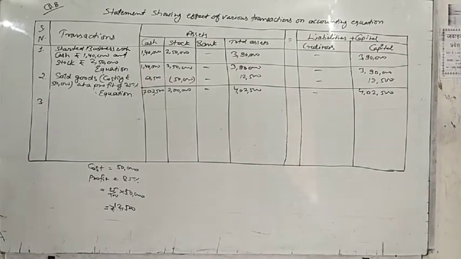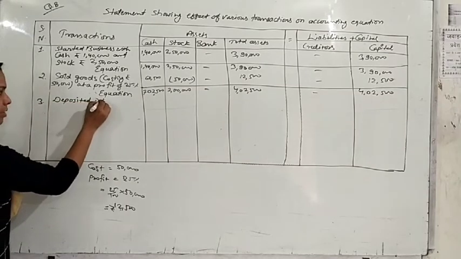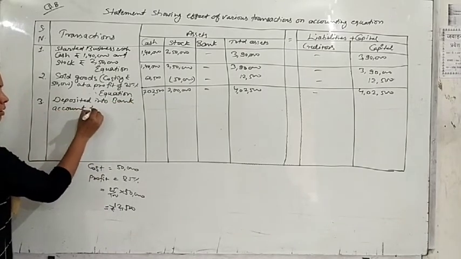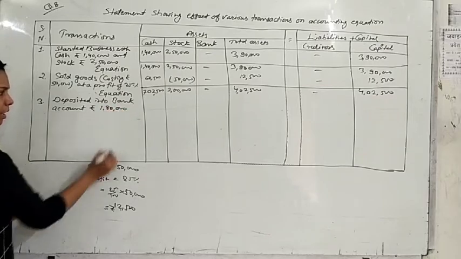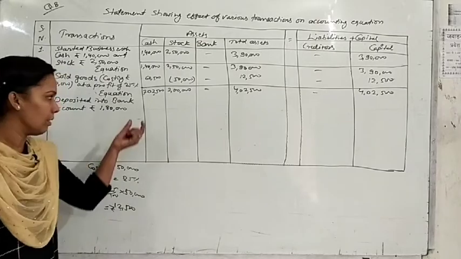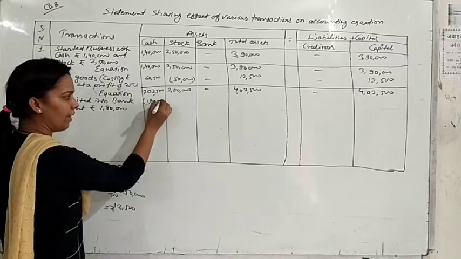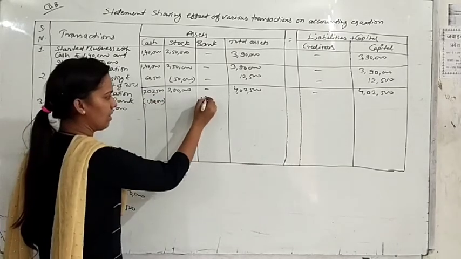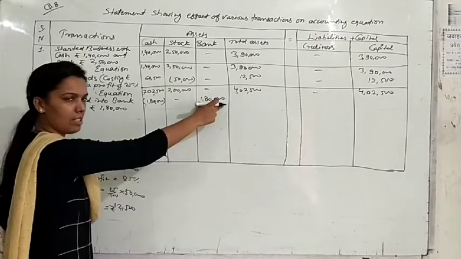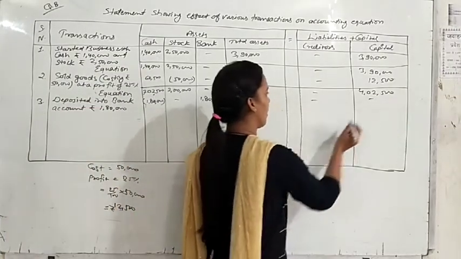Next point, third. Deposited into bank account 1,80,000. It means you got cash from your business and that cash is deposited into the bank. Your cash decreased by 1,80,000 and that 1,80,000 will increase your bank balance. So no effect on total assets because one asset increased but the second asset decreased.